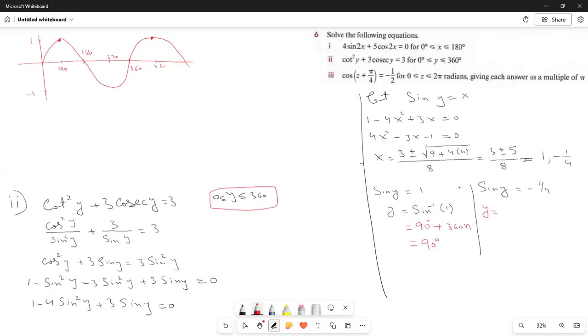We have y is equal to sine inverse of minus 1 by 4. So what is this thing? You can imagine the graph is going like this. So this is minus 1, this is minus half. Minus 1 by 4 is somewhere here. So my answer is going to be this one and this one and so on. So how can we calculate this answer?